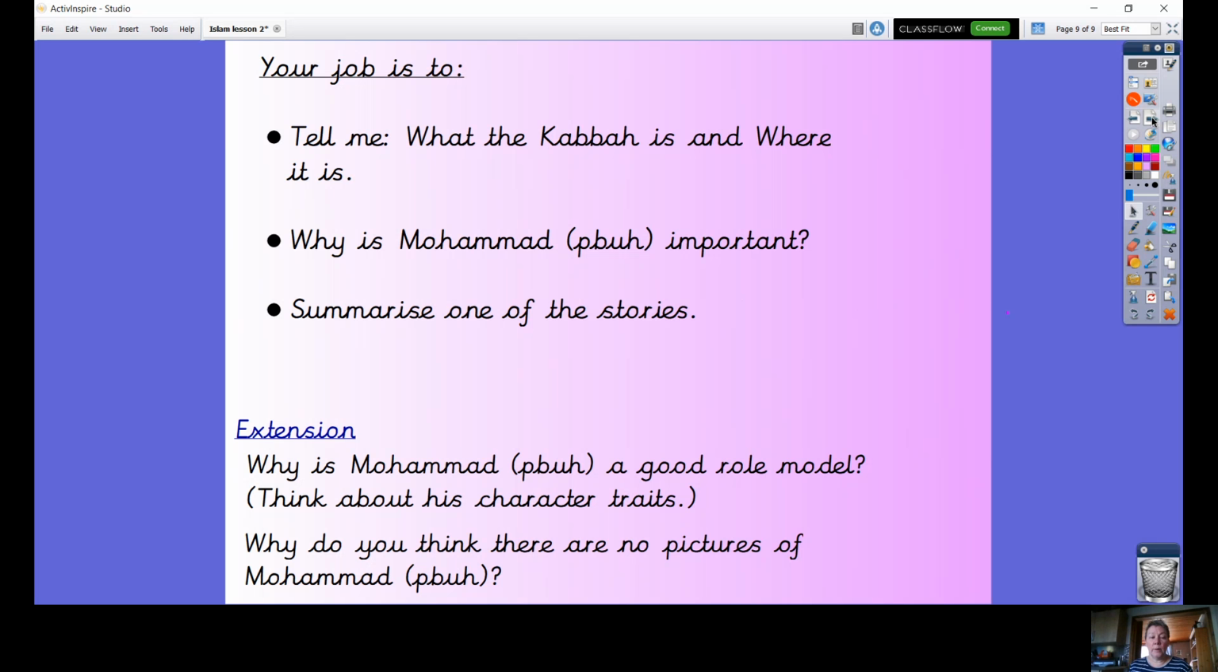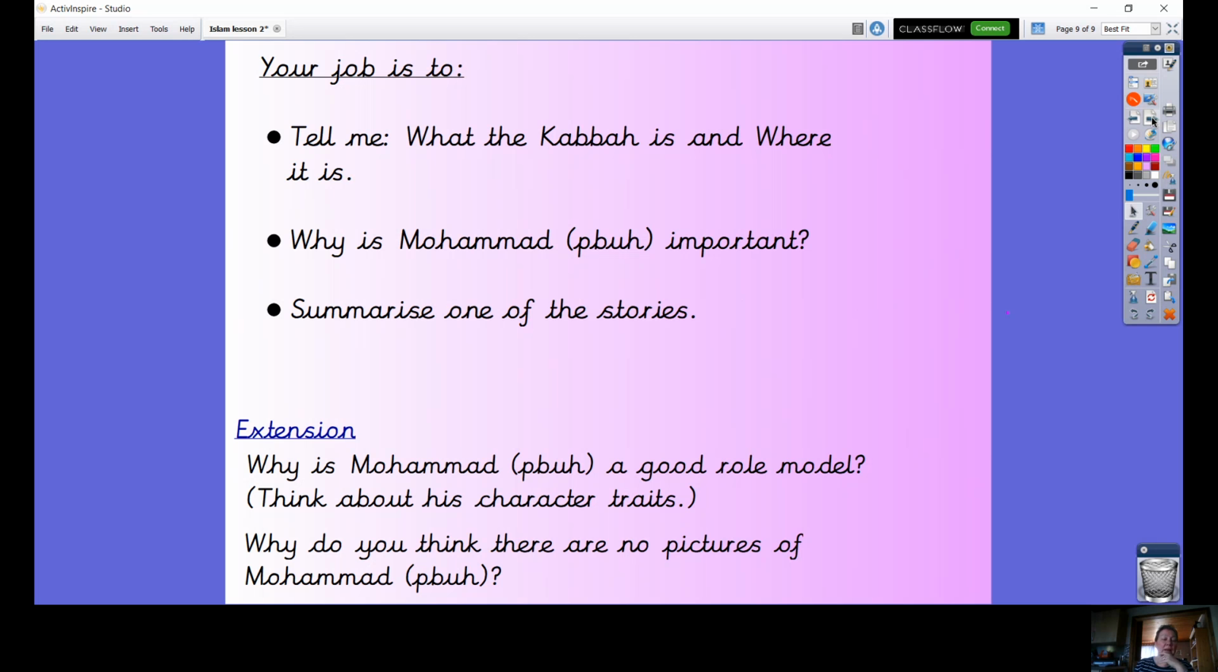And then my extension questions for you are, why is Muhammad a good role model? Think about his character traits. We've done character traits in school. Think about what you know about his character. Maybe you could link it to some of our character muscles. Could you link it to that?